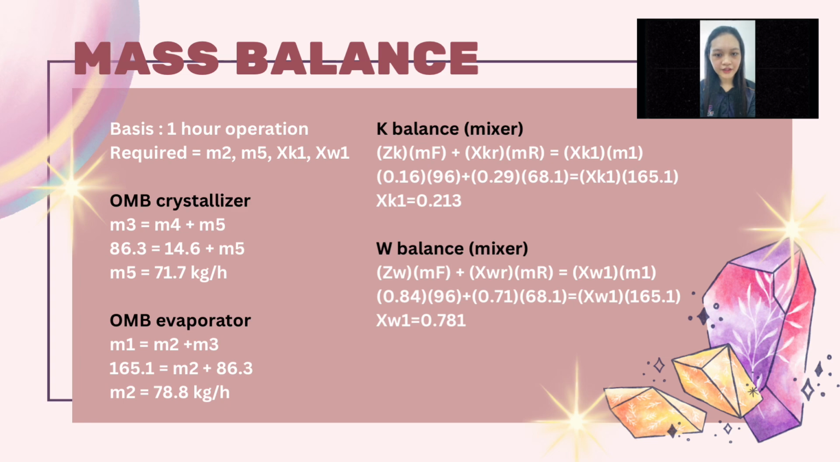The potassium chloride solution M5 flow rate was calculated by performing the overall material balance, OMB, of the crystallizer using M3 equal to M4 plus M5. The value calculated is M5 equal to 71.7 kg per hour.